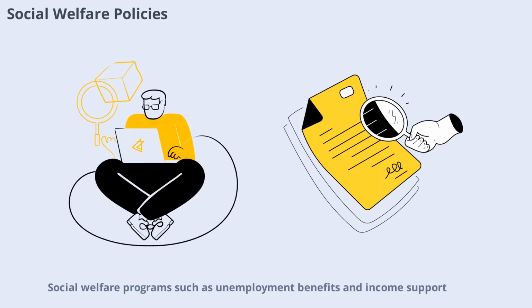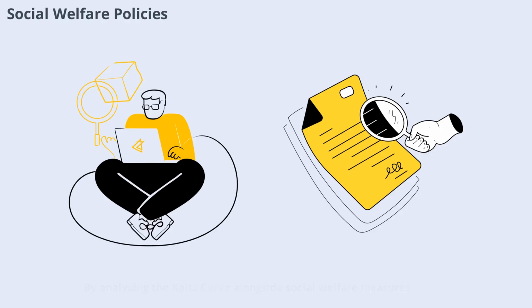Social welfare programs, such as unemployment benefits and income support, play a key role in shaping income distribution. These policies help reduce poverty and provide a safety net for vulnerable populations. By analyzing the Kaitz curve alongside social welfare measures, policymakers can design comprehensive strategies to promote economic security and reduce inequality.